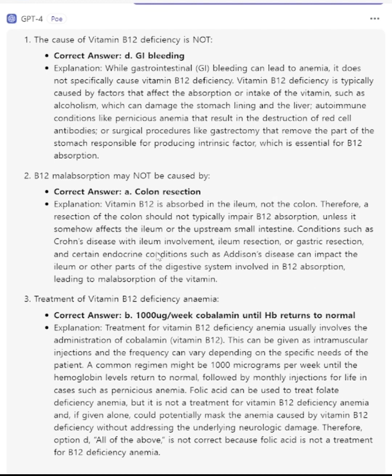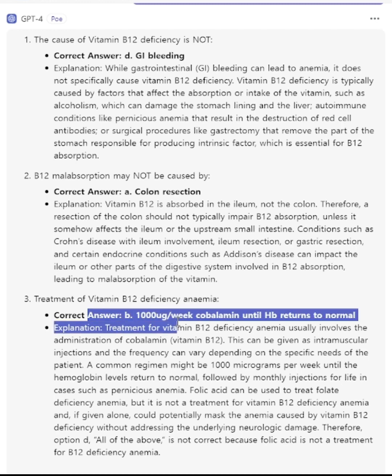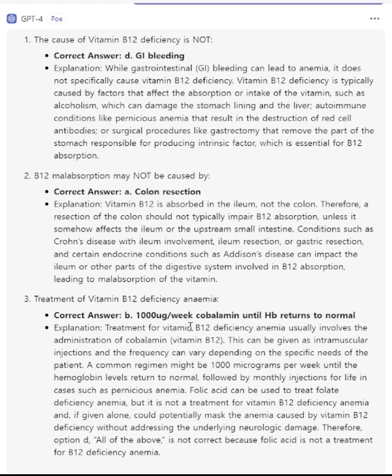3. Treatment of vitamin B12 deficiency anemia: the correct answer is B, 1000 micrograms per week of cobalamin until hemoglobin returns to normal. Explanation: Treatment for vitamin B12 deficiency anemia usually involves the administration of cobalamin, vitamin B12. This can be given as intramuscular injections and the frequency can vary depending on the specific needs of the patient. A common regimen might be 1000 micrograms per week until the hemoglobin levels return to normal, followed by monthly injections for life in cases such as pernicious anemia.